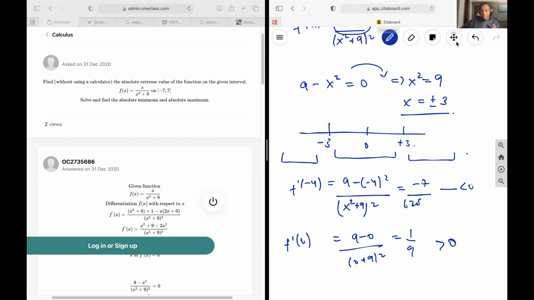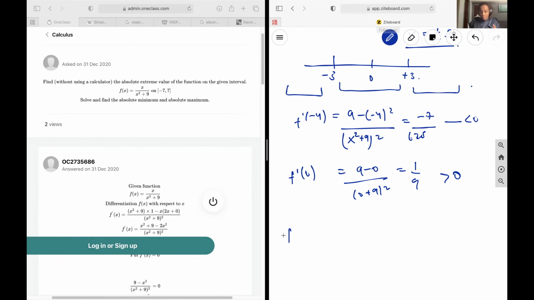And lastly, let's check a point past +3, like +4. And that's going to give us 9 minus 4 squared over 4 squared plus 9 all squared.